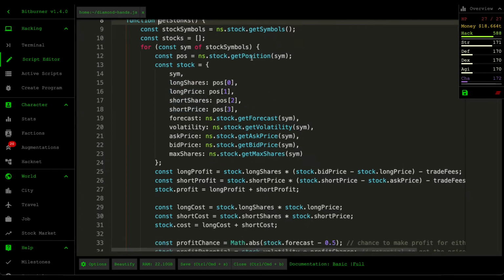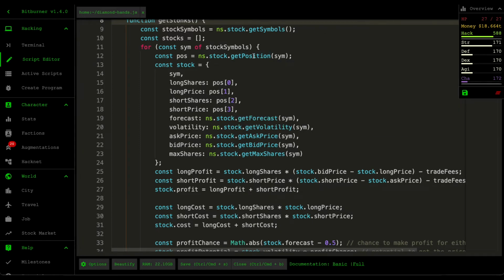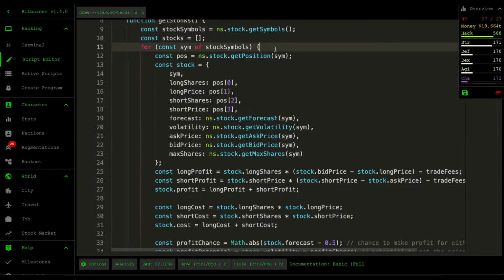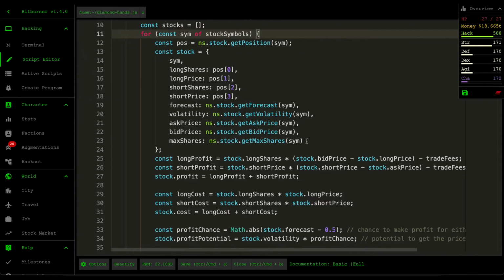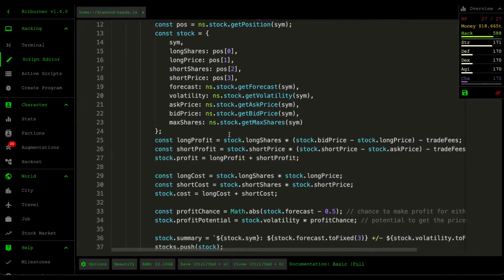For some reason the get position function isn't very user friendly. They return a whole bunch of array with a bunch of numbers, and it doesn't make sense if you don't read the documentation. So I just assigned them into much more user friendly variables here. And then obviously we grab a whole bunch of stuff like the forecast, volatility, ask price, bid price, max shares, and basically everything that you can retrieve from the stock API.